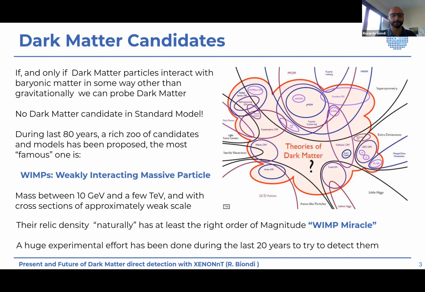With these parameters, the relic density of the WIMP particle naturally has at least the right order of magnitude that is expected from cosmological observation. So this is the so-called WIMP miracle. Basically, this was the main motivation for a huge experimental effort that has been done during the last 20 years to try to detect them.